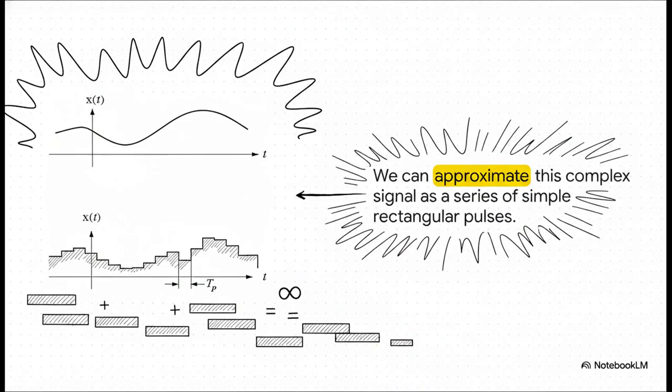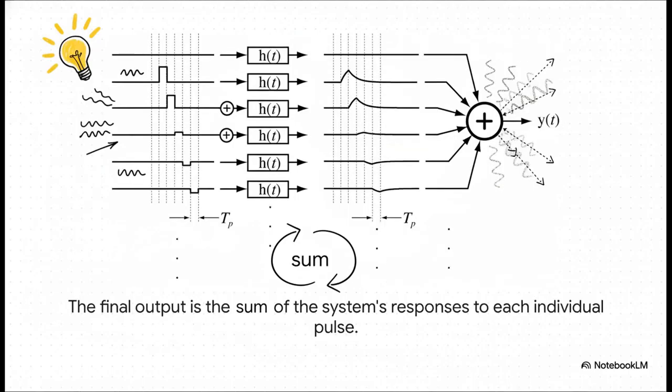But here comes the brilliant part. What if we just sort of approximate that smooth curve with a bunch of tiny little rectangular pulses, almost like a staircase? We can make these rectangles as skinny as we want, so they get closer and closer to the real thing. And just like that, our messy, complicated input is now just a sum of many, many super simple building blocks.